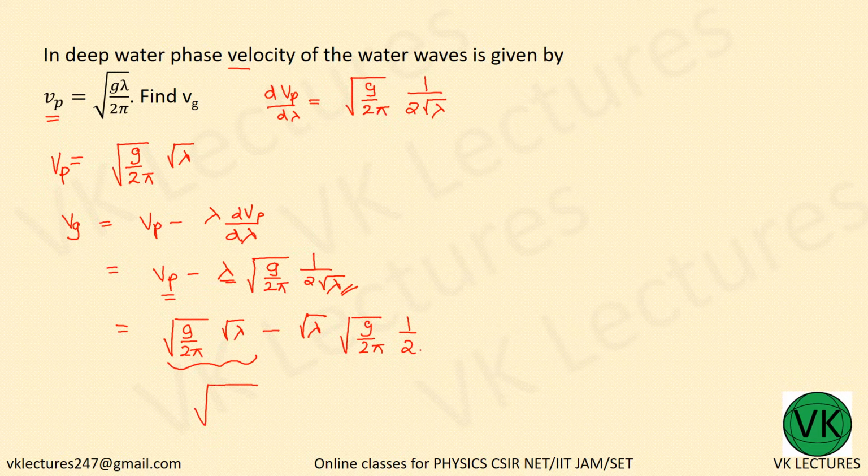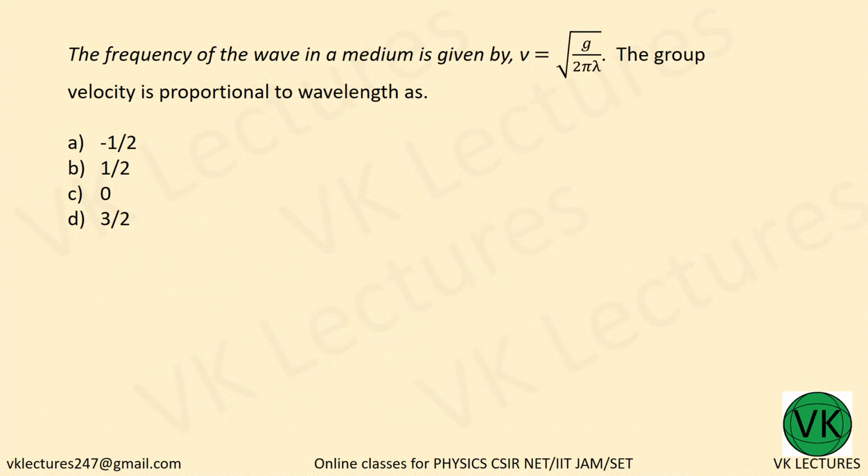You can take all these terms common. So root of g lambda divided by 2 pi, into 1 minus 1 by 2, so only half remains: half into root of g lambda by 2 pi. If you want, you can bring this 2 inside the root according to the options given. According to the options given you can modify. Do this.